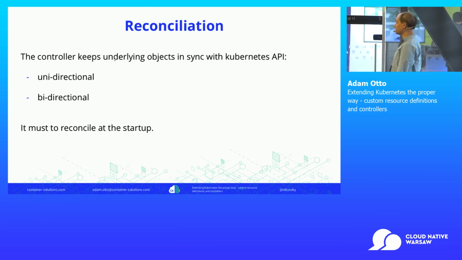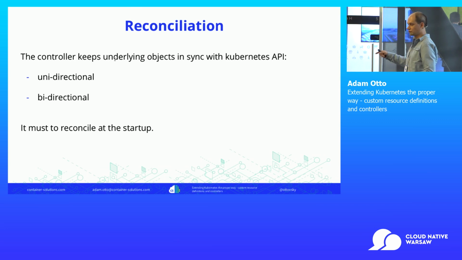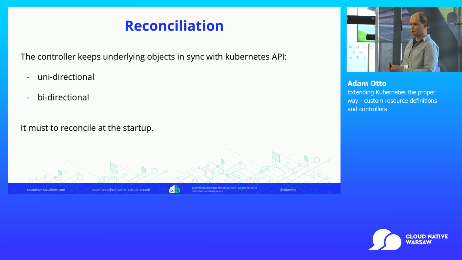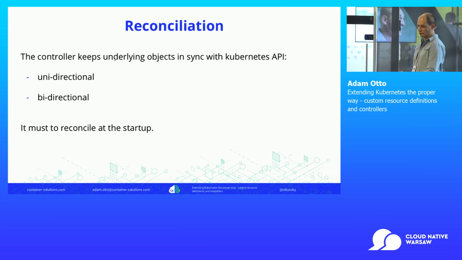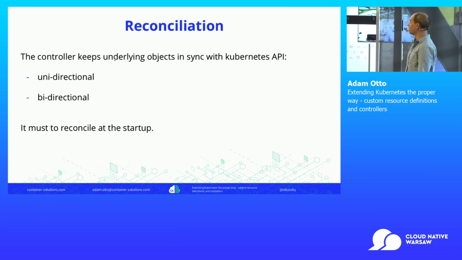Unidirectional and bidirectional. Unidirectional means that our controller is watching only the resources and it makes changes to the external system. Bidirectional means that our controller is watching both ways. So it watches the resources that we are creating and also the external system. And it ensures that the external systems are in sync with what we have in the resources.